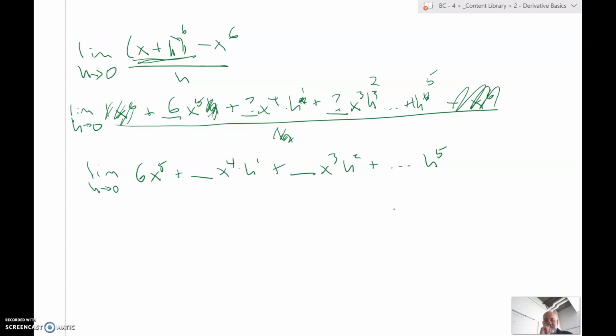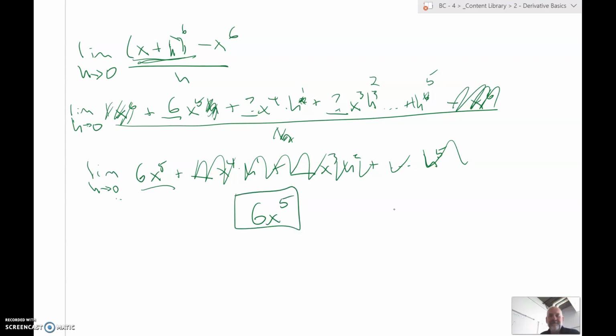Now there's no denominator with h, so we can cancel out all of the h ones, because they all become 0, and every single one of these is gone. And this doesn't have any h's in it, and so as h goes to 0, this is just what it is, and it's 6x to the 5th.